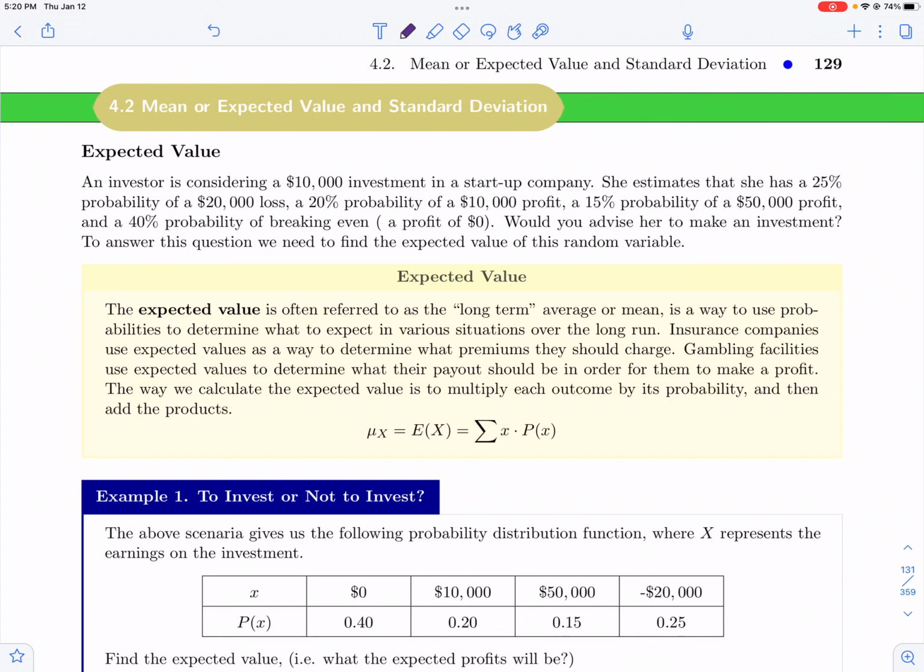How's everybody doing out there? Hopefully, everybody did a good job with our probability distribution functions.